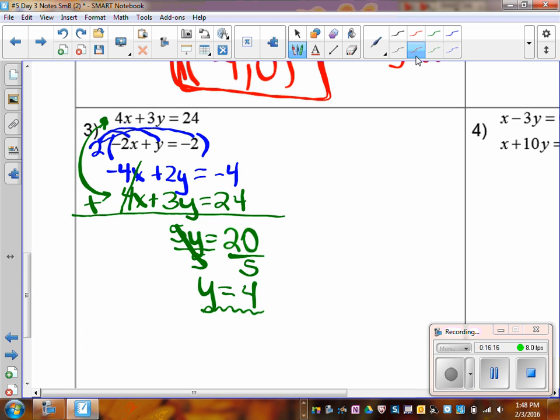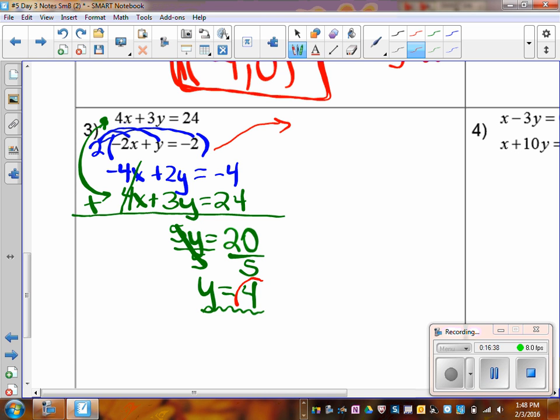Alright, which one do you want to put it back into? The top equation or the bottom equation? Bottom? Okay. Does it really matter though? Doesn't matter. You can use either one. You'll get the same answer, because the definition of the solution to a system of equations is the x and y value that work for both of them. So it should give you the same thing.